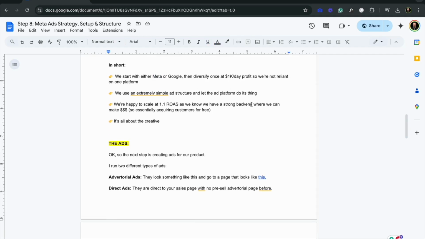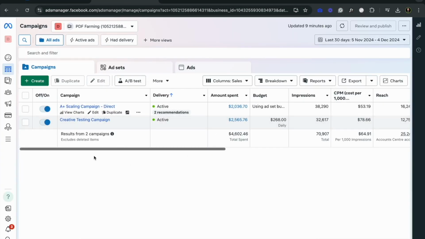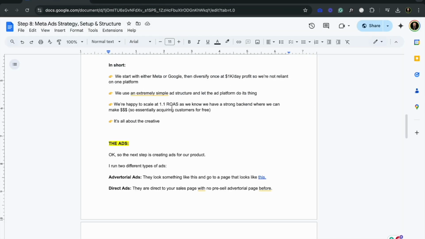So secondly, we're using an extremely simple ad structure for all the ad platforms, but for Meta, let's just talk about that. We use a very, very, very simple ad structure. I mean, this is the account. You can see how simple it is. Literally 2 campaigns and that's it. Again, I'm going to go through that in a second. I'm very happy to scale at 1.1 ROAS.